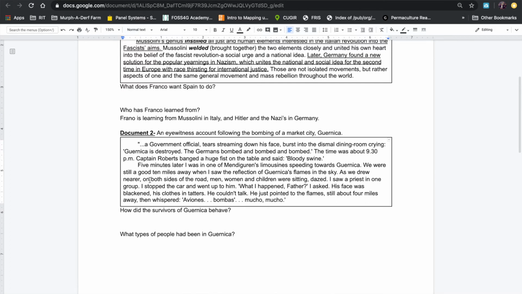nearer, on both sides of the road, men, women, and children were sitting, dazed. I saw a priest in one group. I stopped the car and went up to him. "What happened, Father?" I asked. His face was blackened, his clothes in tatters. He couldn't talk. He just pointed to the flames, still about 4 miles away, and then whispered, "Aviones, bombas, mucho, mucho." Planes, bombs, mad of them.